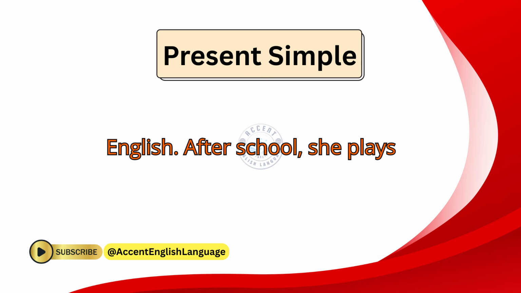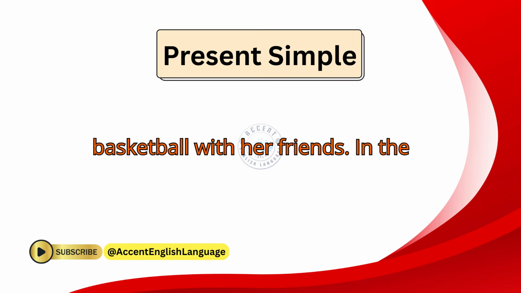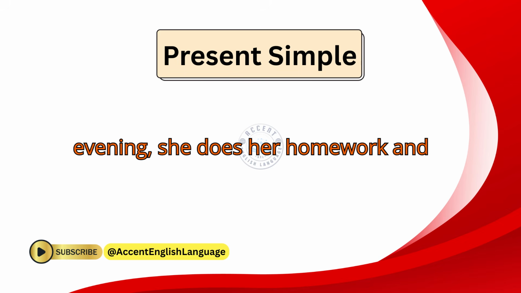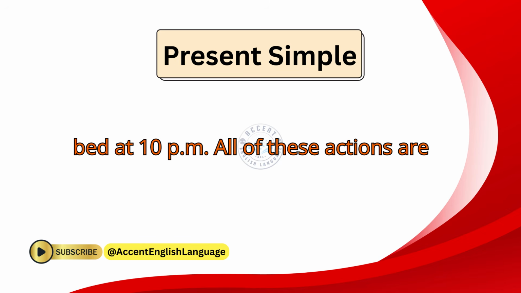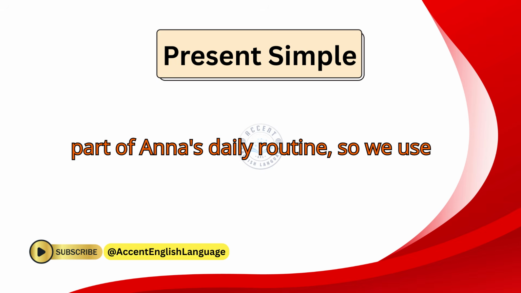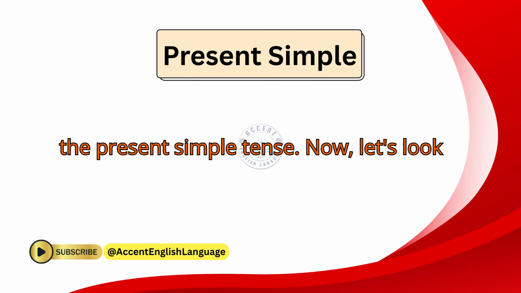After school, she plays basketball with her friends. In the evening, she does her homework and watches TV. Finally, she goes to bed at 10 p.m. All of these actions are part of Anna's daily routine, so we use the present simple tense.